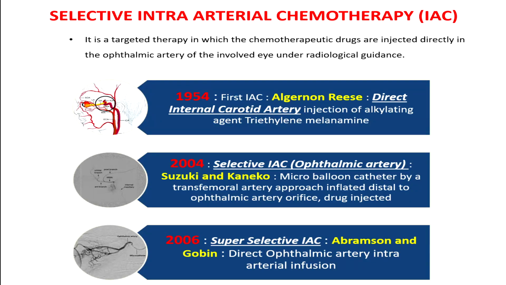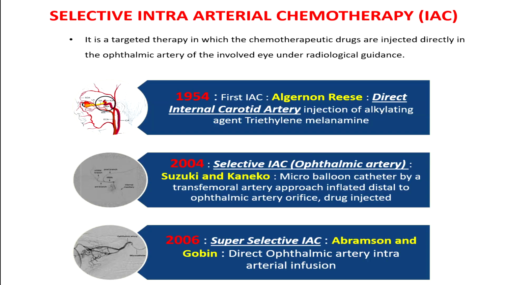This is a targeted form of therapy, and herein these chemotherapy drugs, which are otherwise given through the intravenous or systemic route, are injected directly into the ophthalmic artery of the involved eye, and all of this is done under radiological guidance. So now a little bit about the history of IAC. How did it start and how did it evolve over the last few decades?